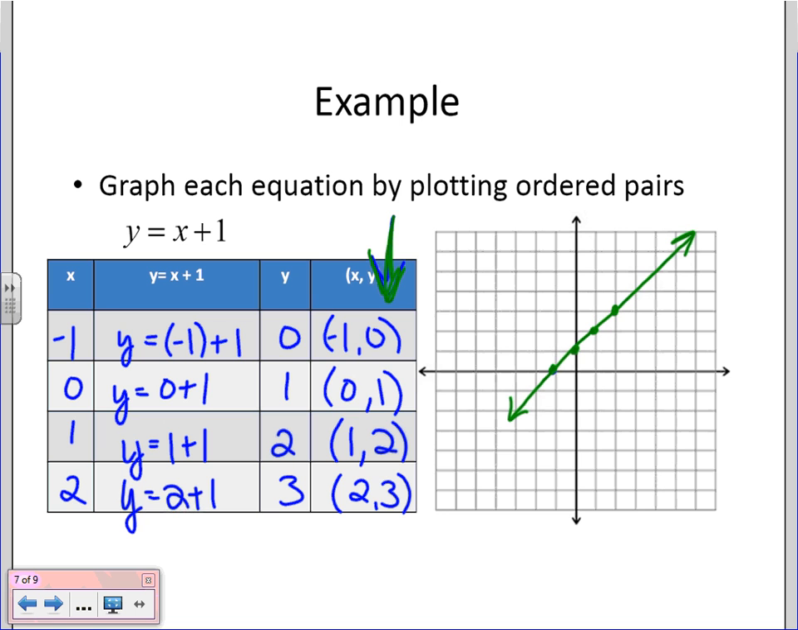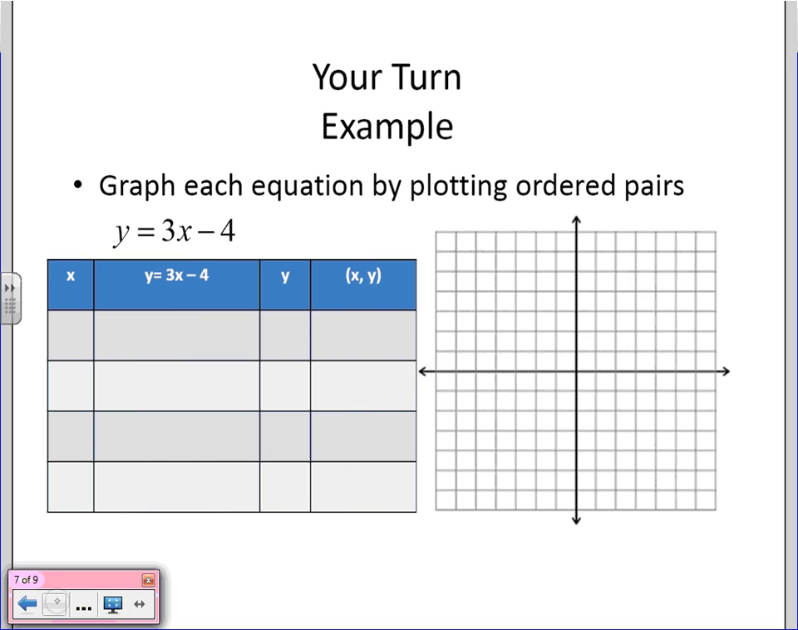So if you do not have a straight line, if you have kind of a crazy point over here, you might have done that one wrong. Because linear equations, that's what the name is, comes from a line. Okay, I want you to try this example, y equals 3x minus 4. I want you to graph this one all the way to the line, and then when you're ready for the answer, go ahead and replay me.